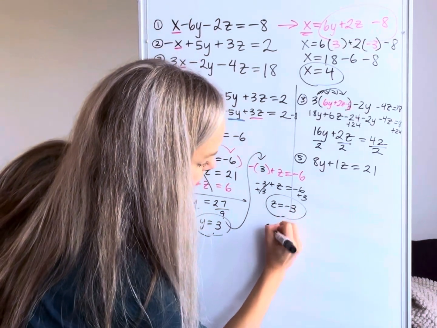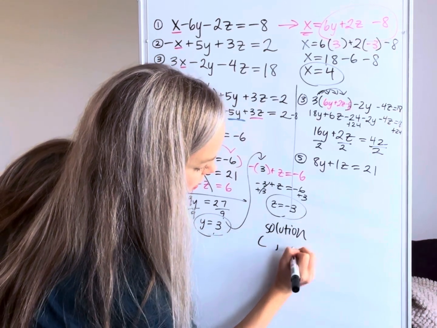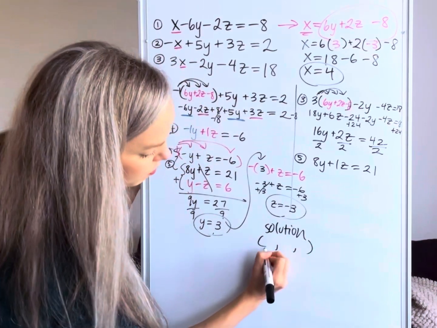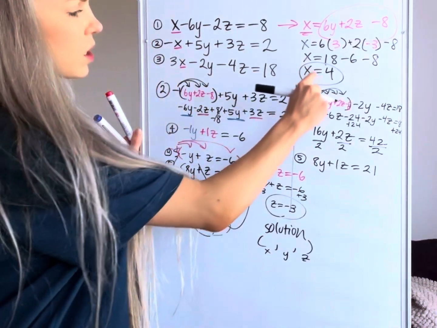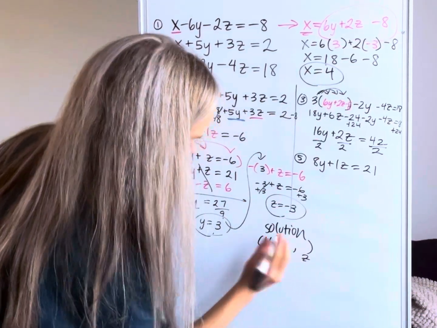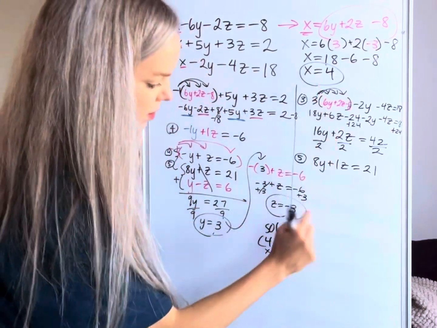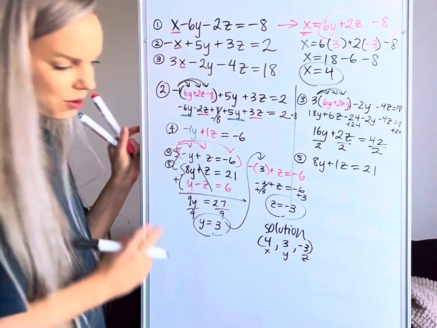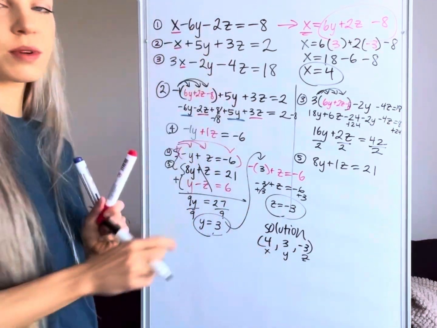We write our solution as an ordered triple. Instead of an ordered pair, it's an ordered triple. Your x goes first, then your y, then your z. And so your x value is 4, your y value is 3, and your z value is negative 3. So in the XYZ plane, this is the point of intersection of these 3 planes.